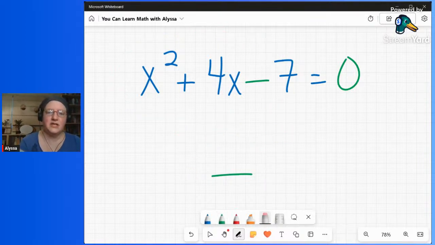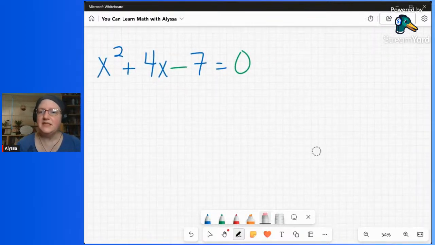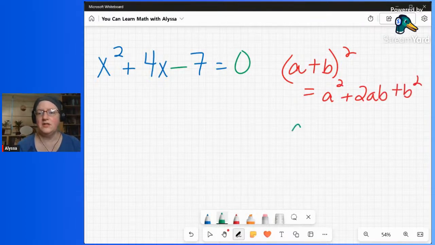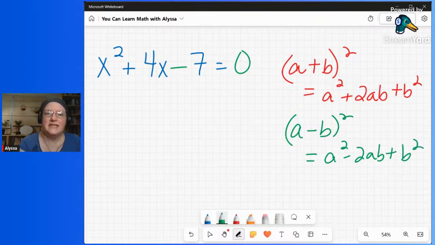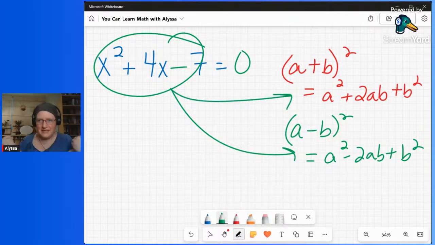And it's all about this pattern. If I said that a plus b squared is equal to a squared plus 2 times a times b plus b squared, or that a minus b squared is equal to a squared minus 2ab plus b squared. So we're trying to get this to look like either one of these two so that we can convert it back into a plus b squared or a minus b squared.